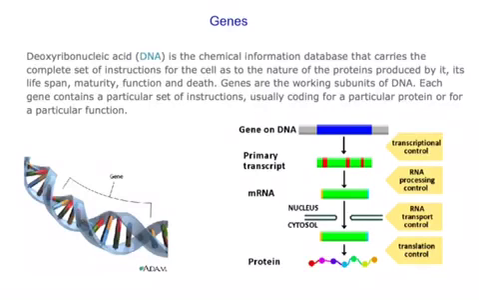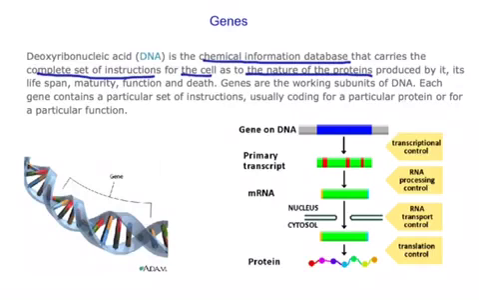Remember that all of our genetic coding for who we are, and in fact for what every organism is on planet Earth, is encoded in the base sequence on DNA. So deoxyribonucleic acid, DNA, is, as this definition describes here, the chemical information database that carries the complete set of instructions for a cell. And the instructions are usually worked out via proteins.